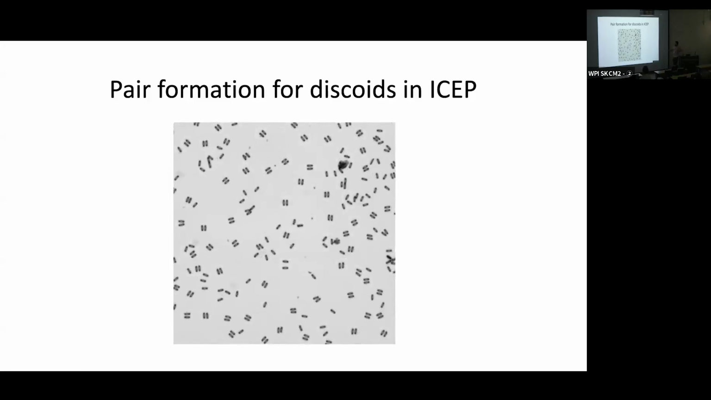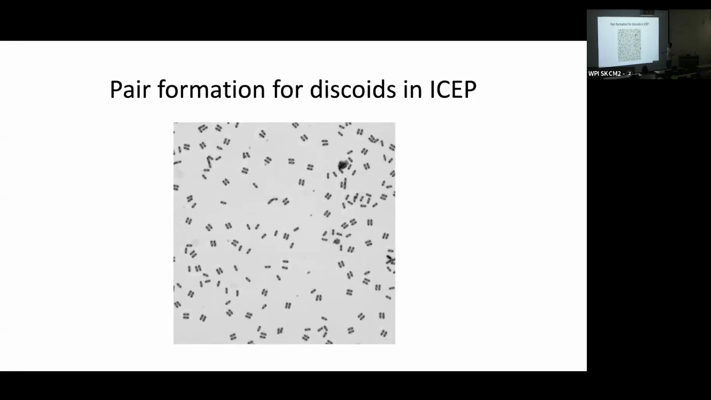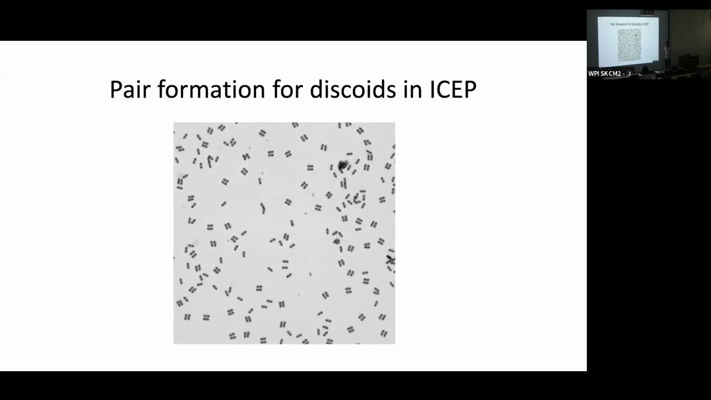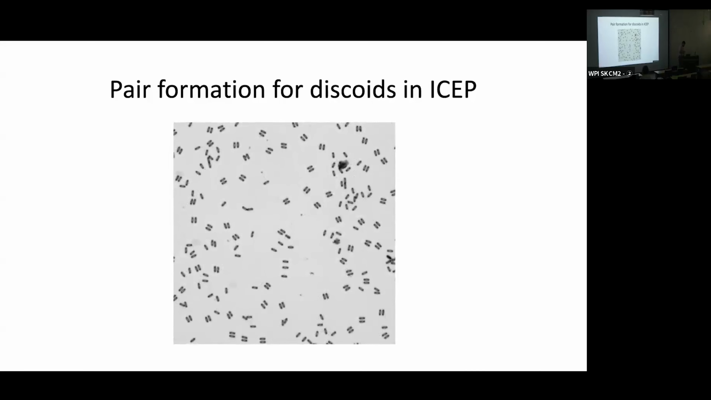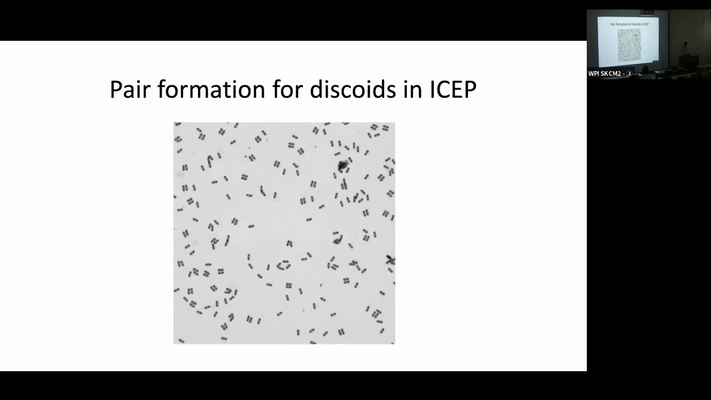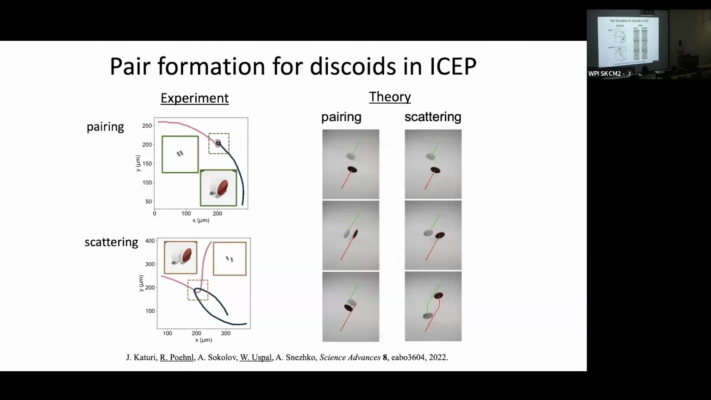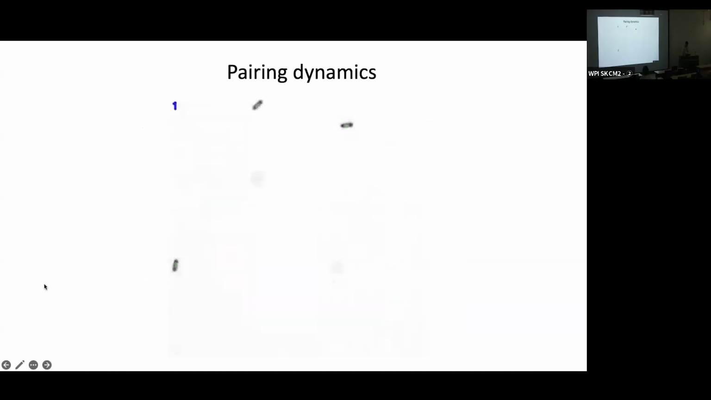But you have many, many bound pairs, and this can actually lead to phase separation under some conditions. So we sought to model that. And when we modeled it, we did the full gory electrokinetic model for ICEP for these electrokinetic swimmers. And we got this pairing behavior as seen in the experiments. So that was nice. This is what the pairing looks like on a two-particle level.